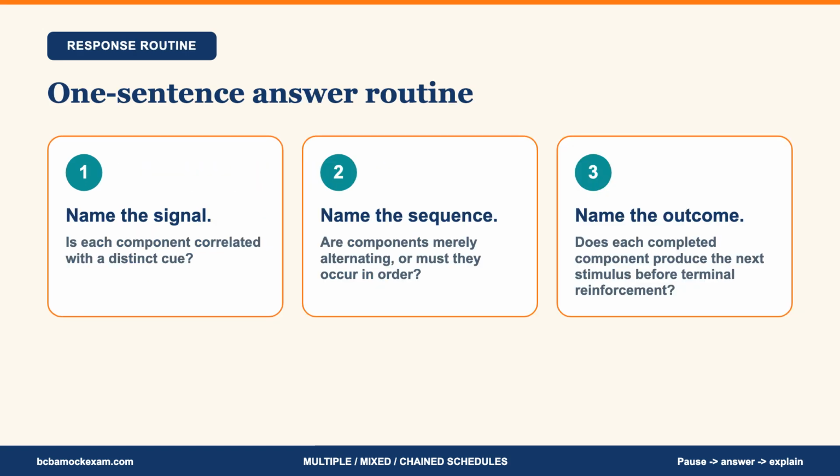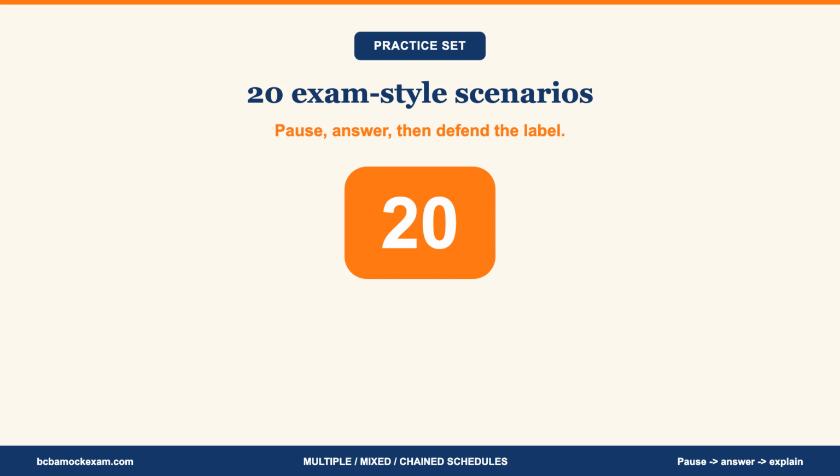Before the practice set, use a one-sentence routine. Name the signal, name the sequence, and name the outcome. If there are distinct component cues, but no required order, think multiple schedule. If there are no component cues, think mixed schedule. If each completed component produces the next stimulus and the terminal reinforcer comes only after the final component, think chain schedule. Now practice 20 exam-style scenarios.